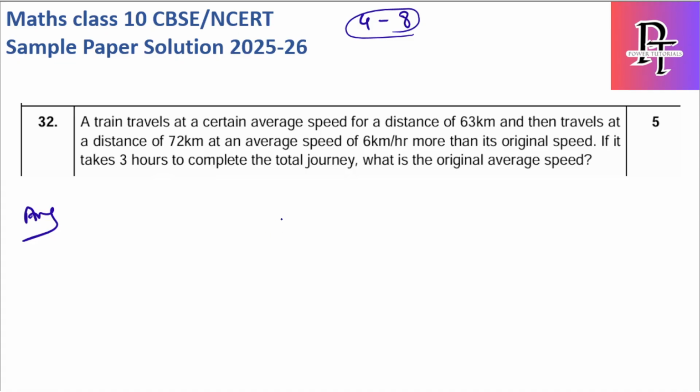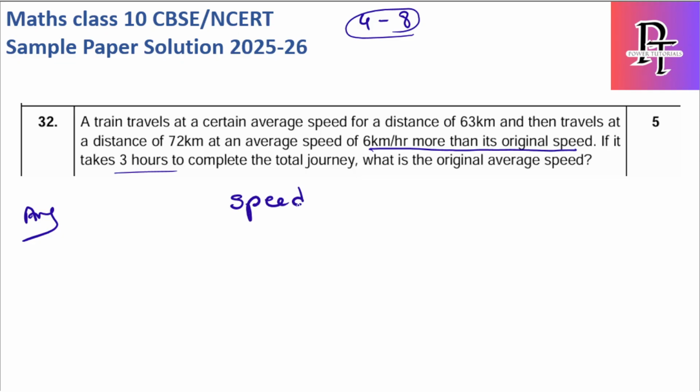Okay, let's solve this question. A train travels at a certain average speed for a distance of 63 kilometers, and then travels a distance of 72 kilometers at an average speed of 6 kilometers more than its original. Okay, this is important, more than its original speed. If it takes 3 hours to complete the total journey, total time we know 3 hours, what is the original average speed?